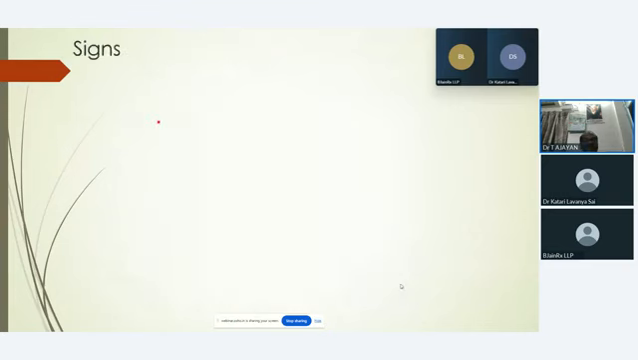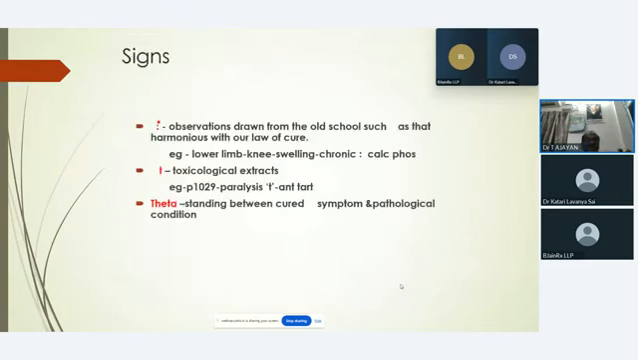Then different other signs are also seen there, like the three dots. The three dots indicate an observation drawn from the old school.